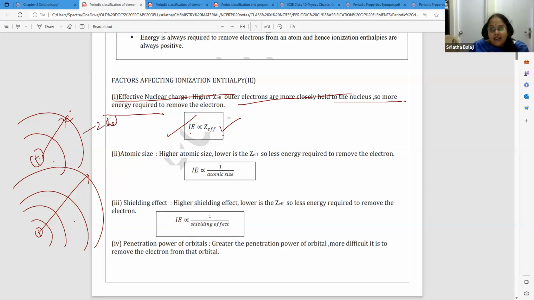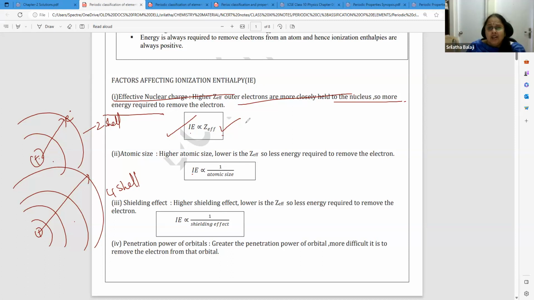See, 2 shells are there and the other one has 4 shells. Which atom is bigger, the one with 4 shells or 2 shells? 4 shells. So in which case is removing an electron easier? The one with 4 shells. So ionization enthalpy is inversely related to atomic size: the smaller the size of the atom, the greater the ionization enthalpy. It is difficult to remove the electron, so more energy is spent. Are you able to get this relation?